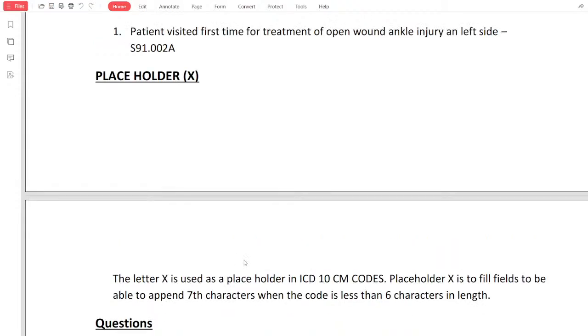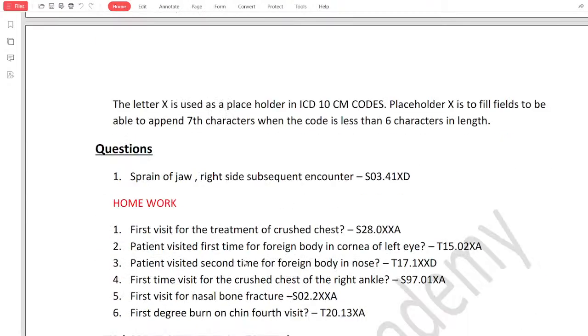And next is placeholder. We use in ICD-10-CM placeholder as X alphabet. X is the placeholder, and X can be used before the seventh character. Okay, cannot be used as the seventh character. It can be used before the seventh character. Okay, so here look at this S03.41, and there is a blank space. Do not leave it empty. You can use X and D. Okay. XA, XD, XA, XA, XA.